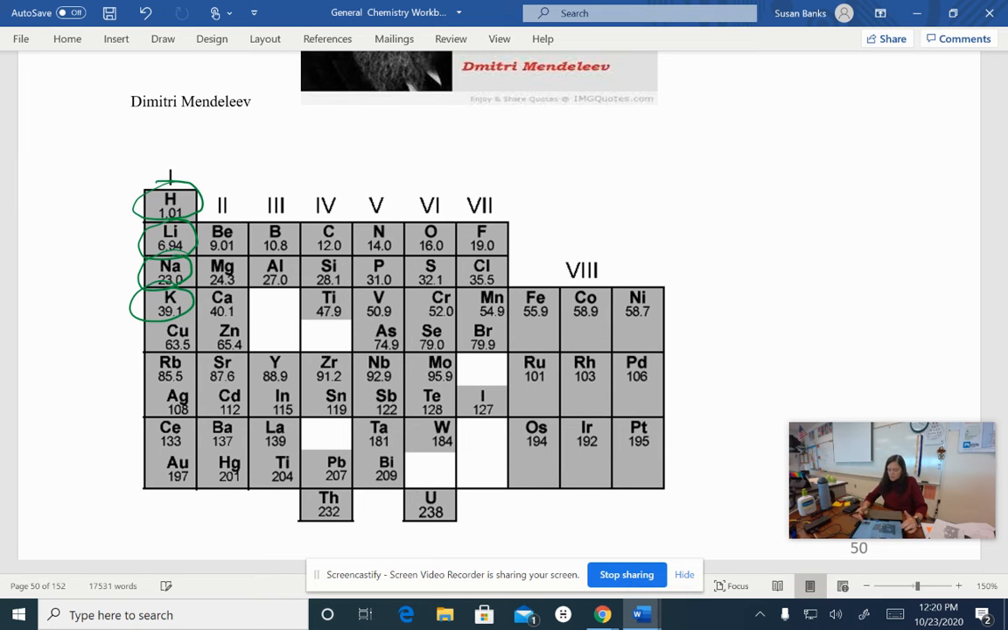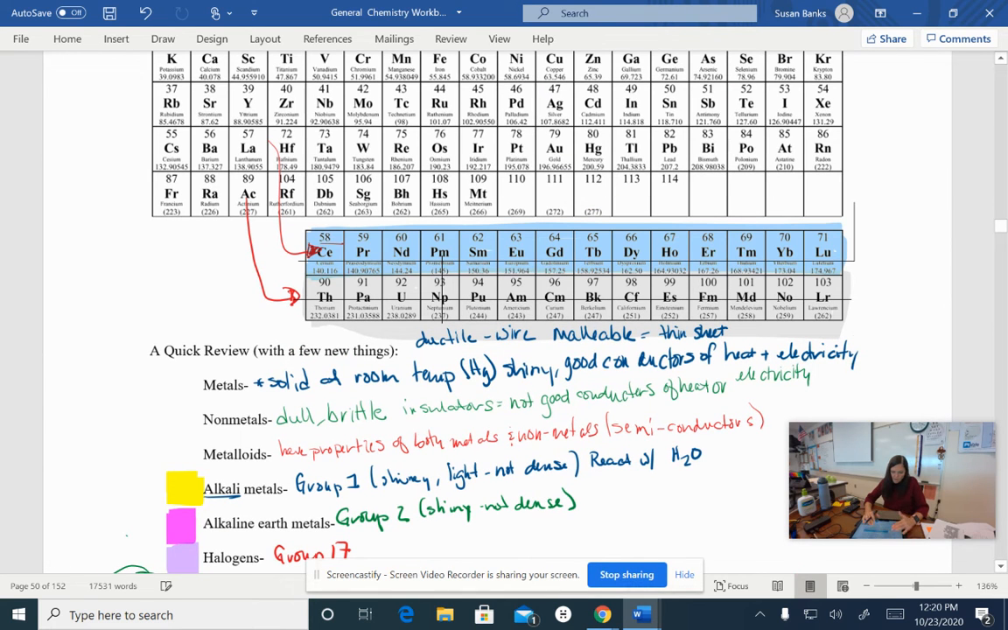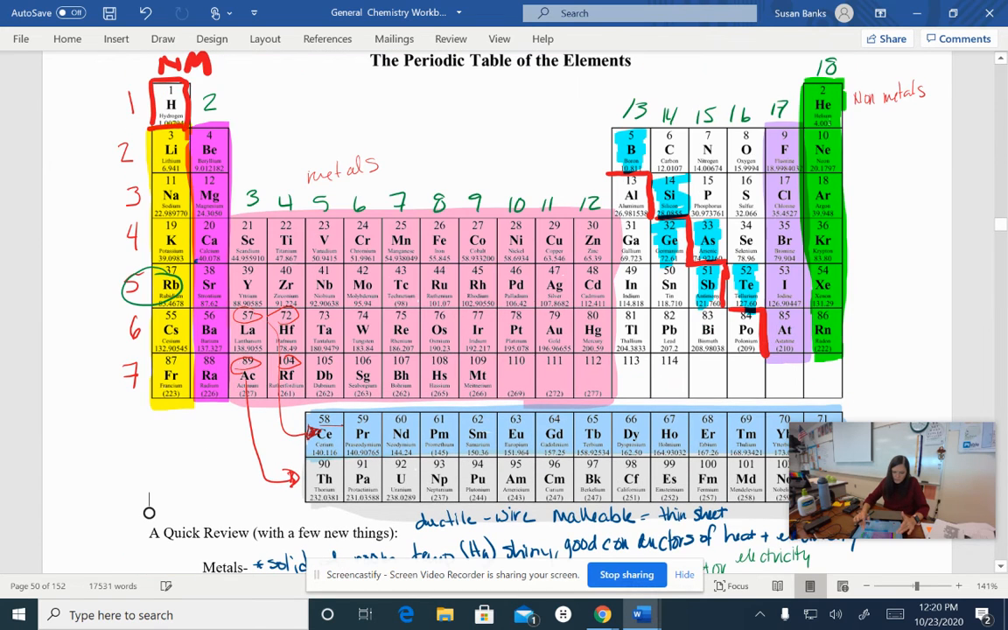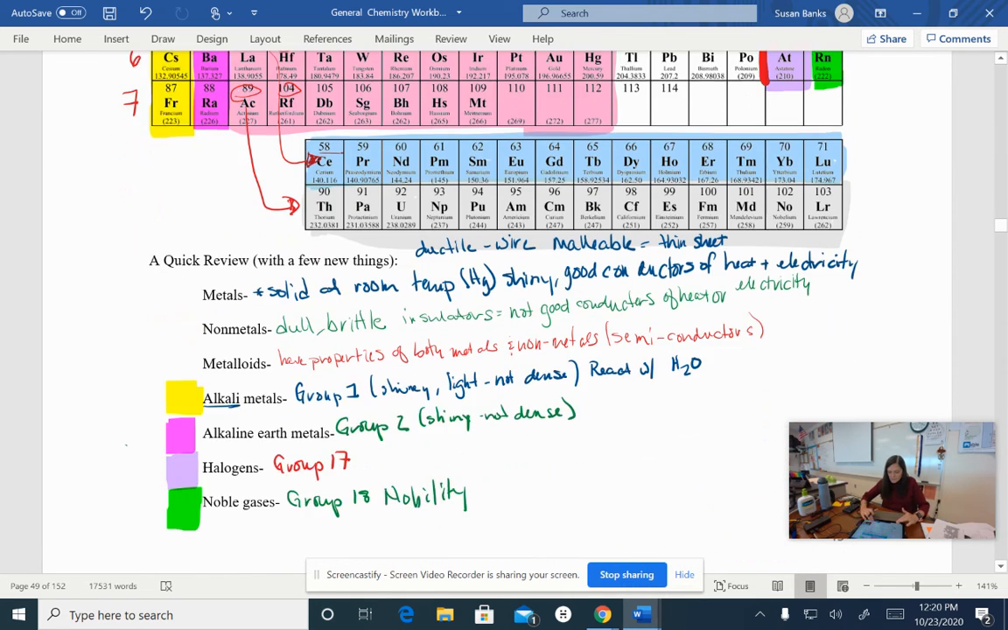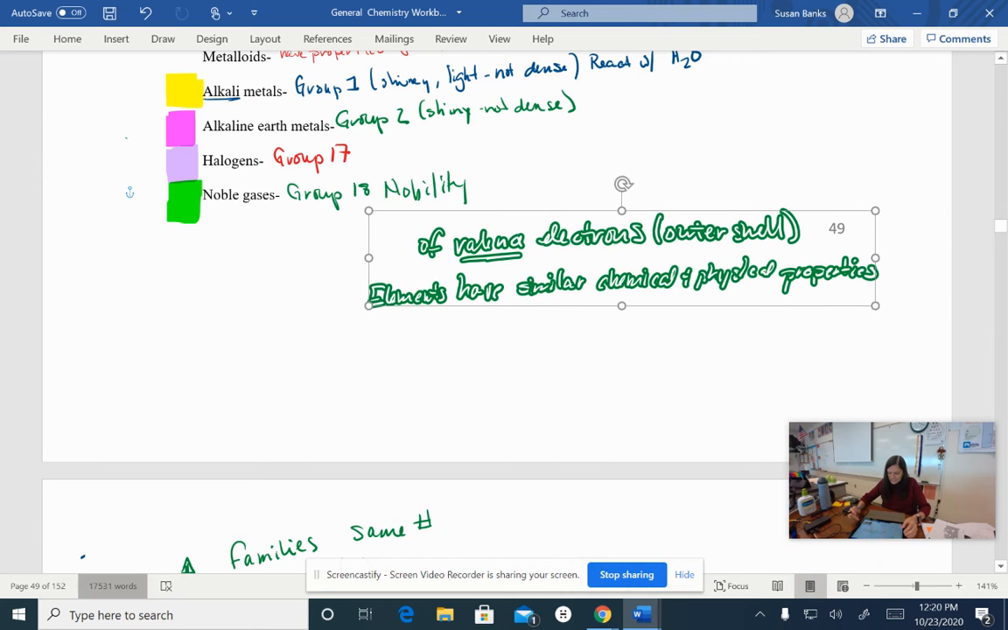Let's look at ours really quick. We also have hydrogen, lithium, sodium, and potassium right here. So it does match up, but it's not nearly the same as what we have now. Let's go back to Mendeleev's table that he proposed in 18.